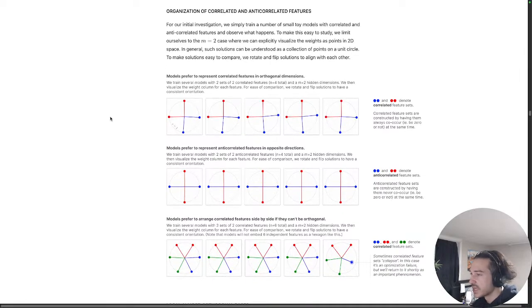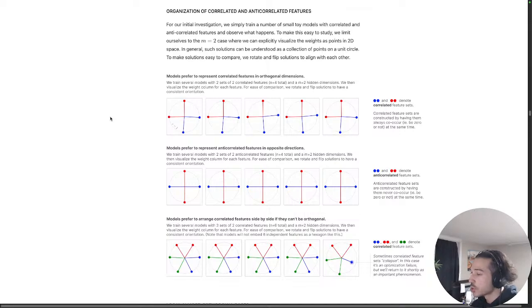Models prefer to represent anti-correlated features in opposite directions. We train several models with two sets of two anti-correlated features, n=4 total, and m=2 hidden dimensions. We then visualize the weight column for each feature. For ease of comparison, we rotate and flip solutions to have a consistent orientation. And blue and red denote anti-correlated feature sets. Anti-correlated feature sets are constructed by having them never co-occur, i.e. be zero or not at the same time.